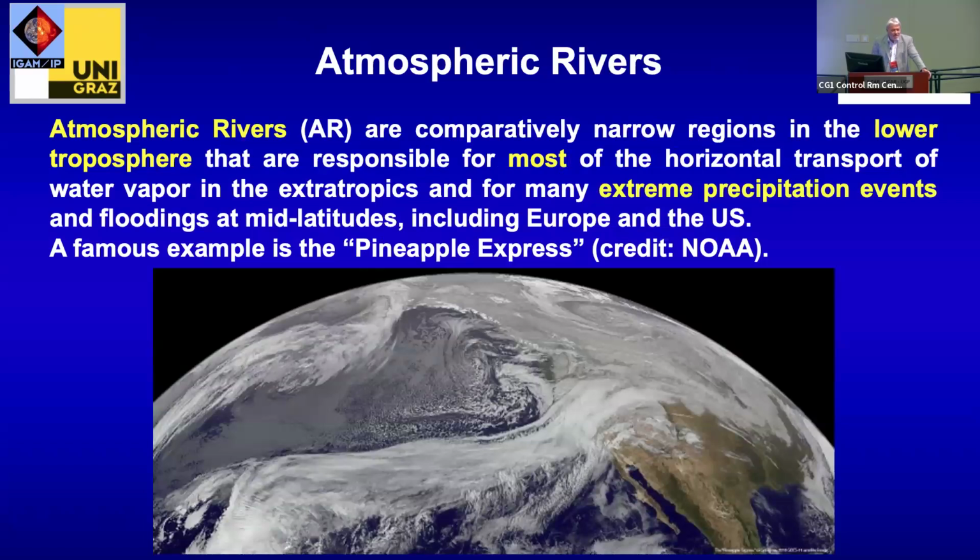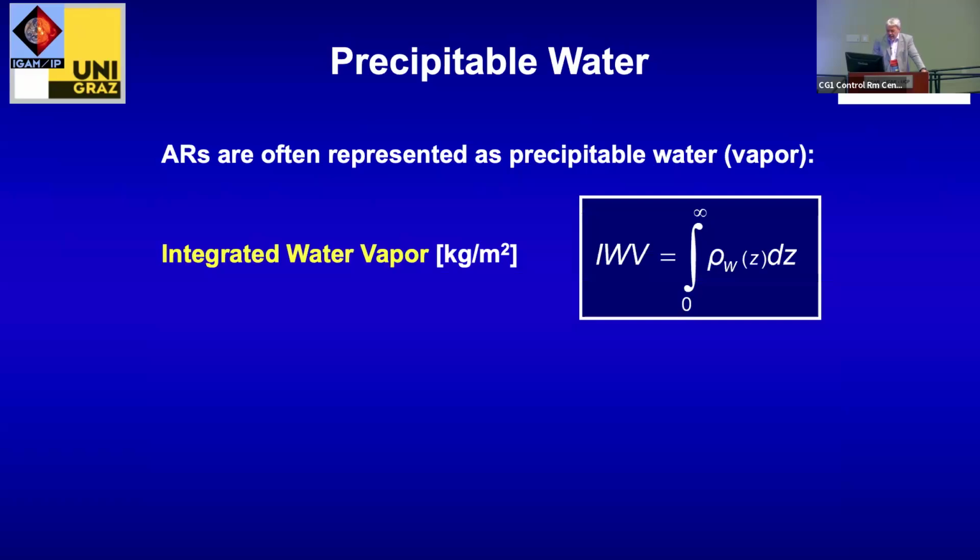Jennifer Haase has already given a nice introduction to atmospheric rivers, so here are just the main points. They are really important narrow regions responsible for lots of the water vapor transport in the extratropics and responsible for many extreme events. Here, in terms of cloud cover, we see the typical example of a Pineapple Express bringing water vapor all the way from Hawaii to California and Oregon.